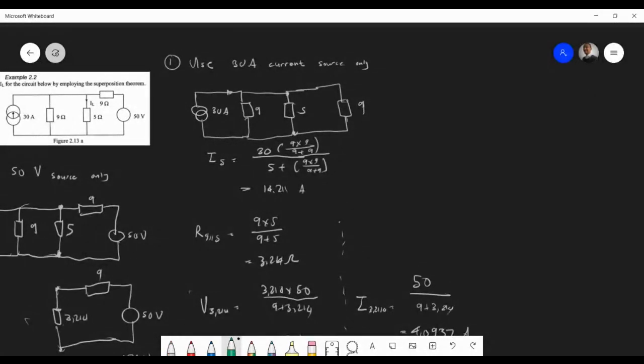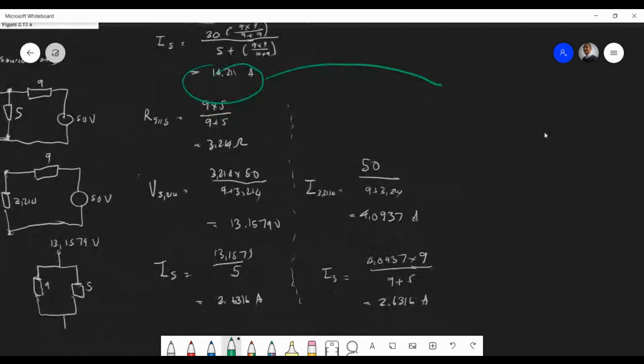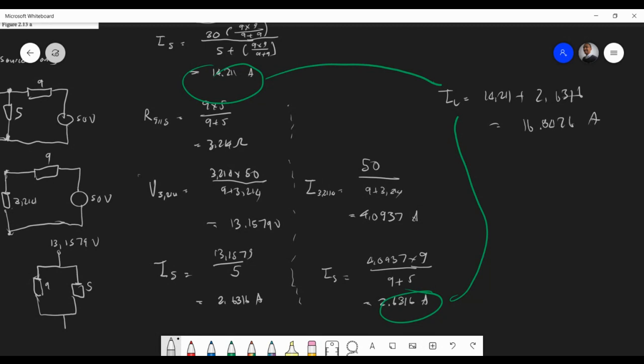Finally, now we have to take this current and algebraically sum it, like I said. Then we have to sum them up individually, algebraically. So the I load, the I in the 5 ohm, will be 14.211 plus 2.6316. You add them up, you're going to get 16.8426 amps. If you don't believe me, go to LTspice or alternatively build your own circuit and see for yourself.